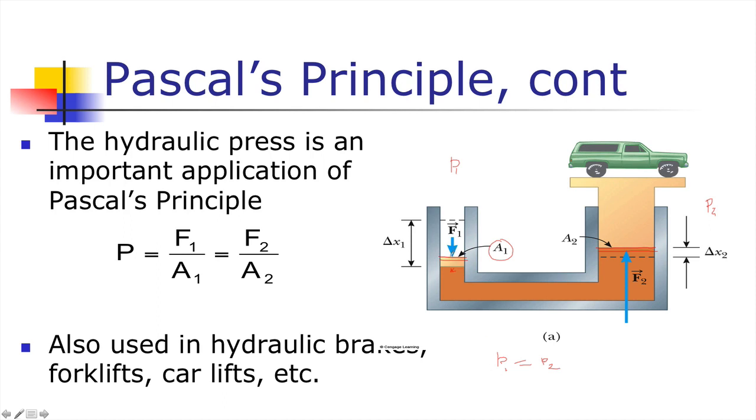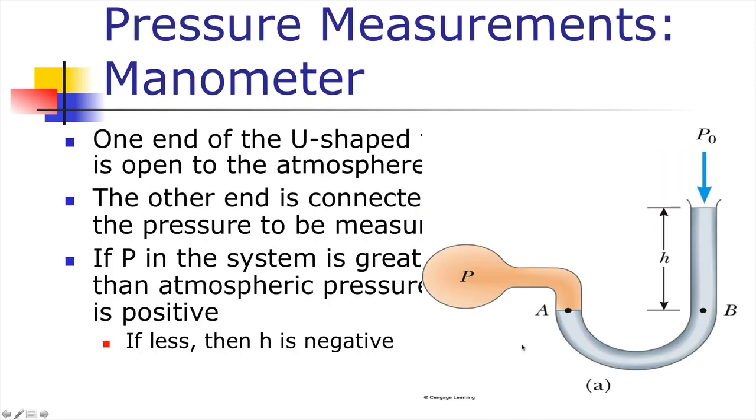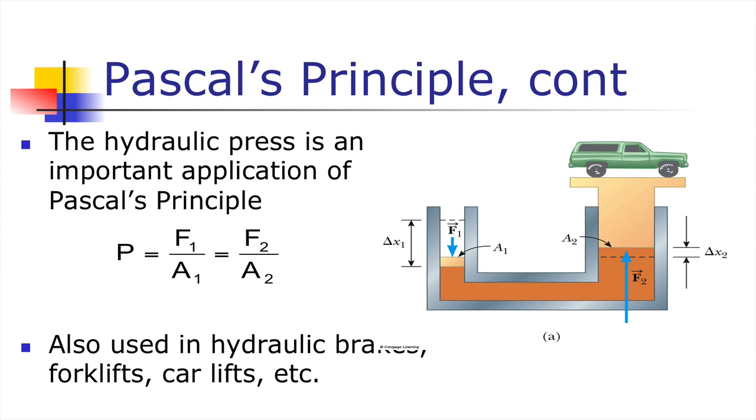So how do you find pressure on this side? Pressure on this side can be calculated as force 1 over cross-sectional area 1. And on the other side, it will be force 2 over cross-sectional area 2. Why? Because the pressures are the same. Of course, the forces and the areas will definitely be different.